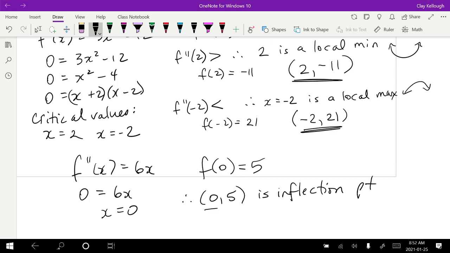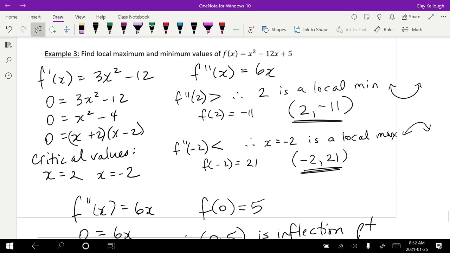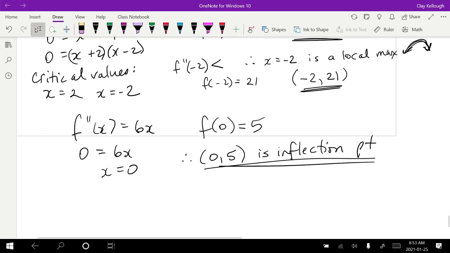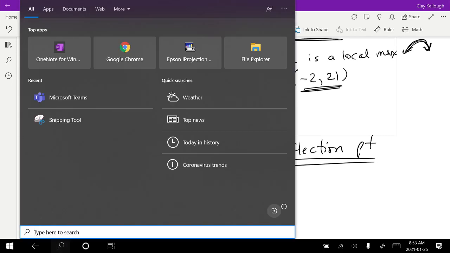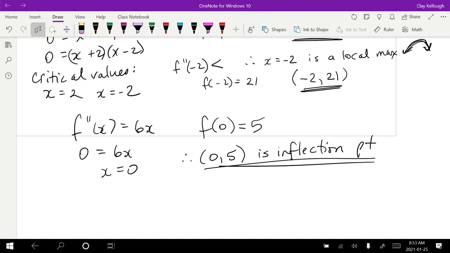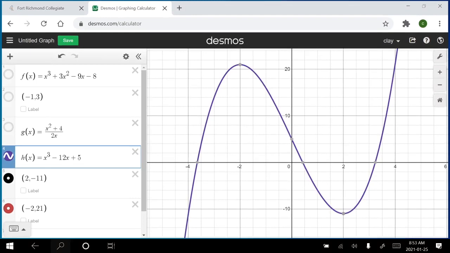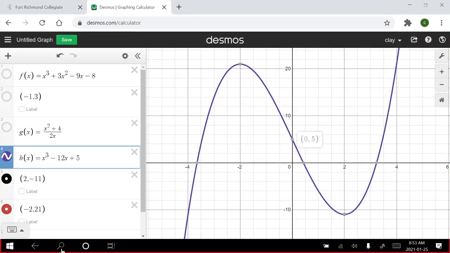Now, how did I know that that's an inflection point? Well, because I've already figured out that before and after that 0, I go from being concave in one direction to concave in the other. Concave up, concave down. So I know that that must be an inflection point. And let's go back and take a quick look and make sure that I'm right about that. 0, yep, 0, 5. So there we go.